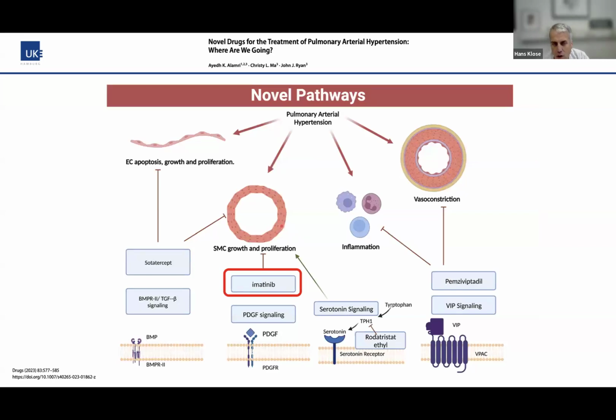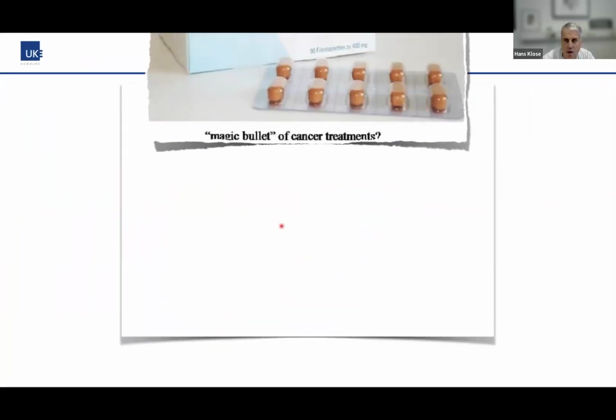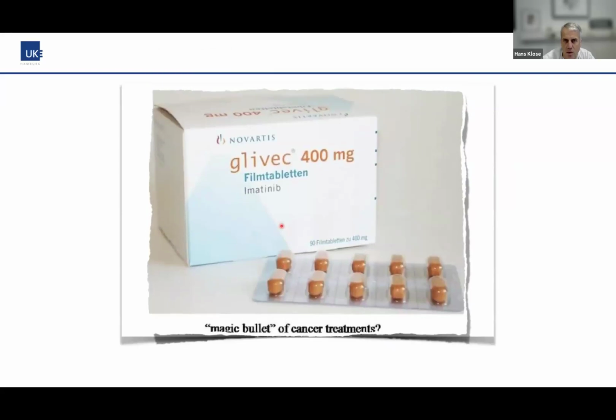And probably at the end of my talk, you will never forget imatinib, because it was the first step to an anti-proliferative drug approach in PAH. And this started a long time ago. It started with cancer treatment. Gleevec or imatinib was approved for cancer treatment, for treatment of leukemia or stomach tumors, and because it was the first anti-proliferative drug in this field, it was called the magic bullet of cancer treatment.